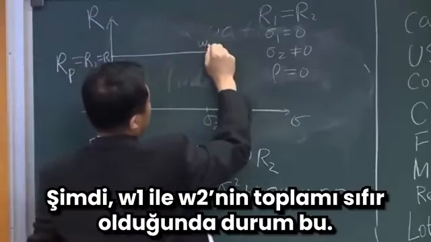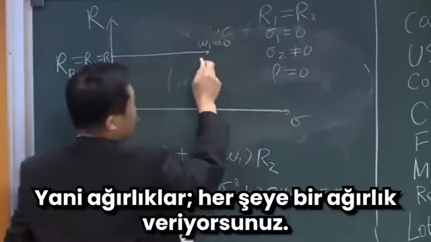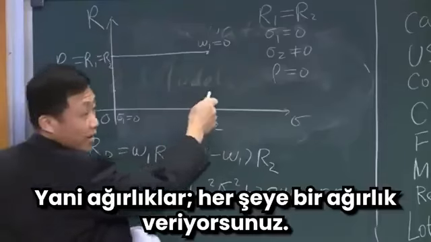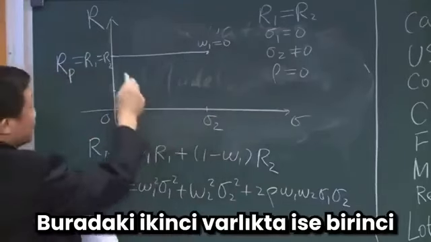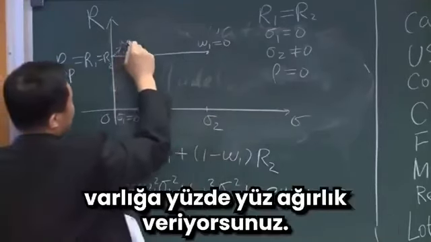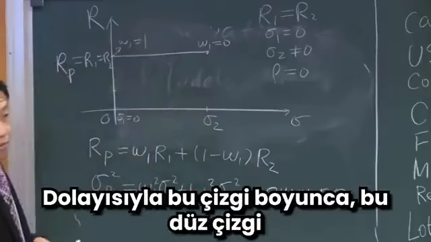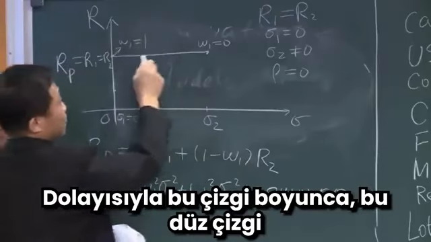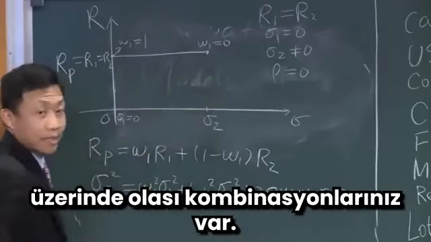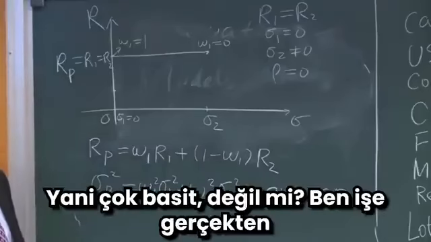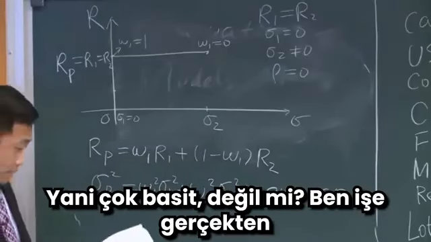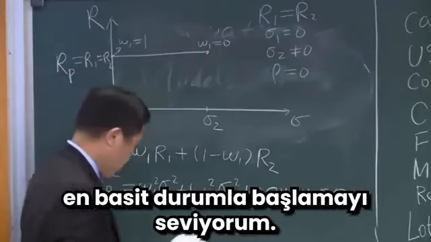So here is when weight 1 equals 0, so you weigh everything on the second asset. Here, you weigh the first asset 100%. So you have a possible combination along this flat line. So very simple, right? I'd like to start with a really simple case.